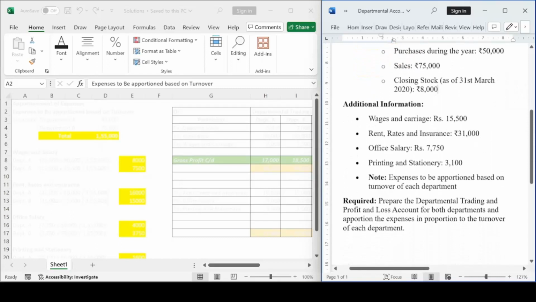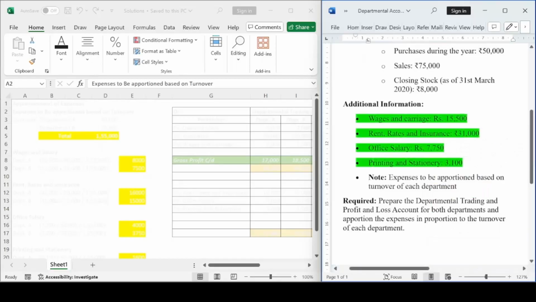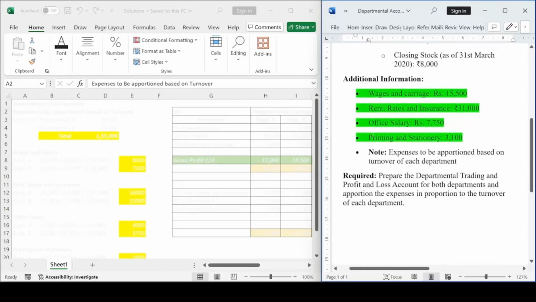Apart from these two, they have given some common expenses. Whatever I have highlighted in green color, these are all common expenses, and we need to apportion these expenses between the departments. They have given wages and carriage 15,500, rent, rates and insurance 31,000, office salary 7,750, printing and stationery 3,100. They have also given that expenses are to be apportioned based on turnover of each department. So we have to divide these 4 common expenses based on the turnover of each department.